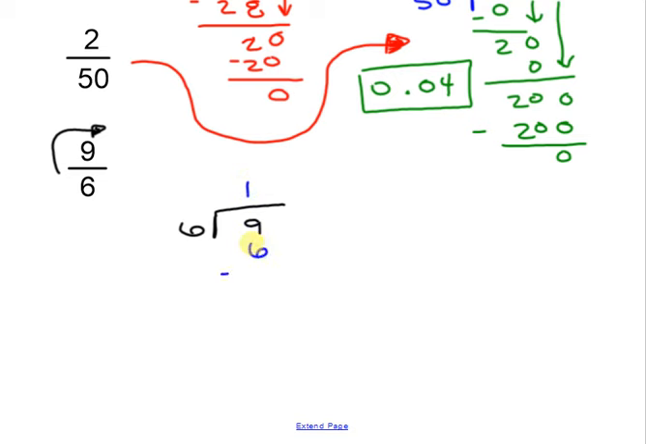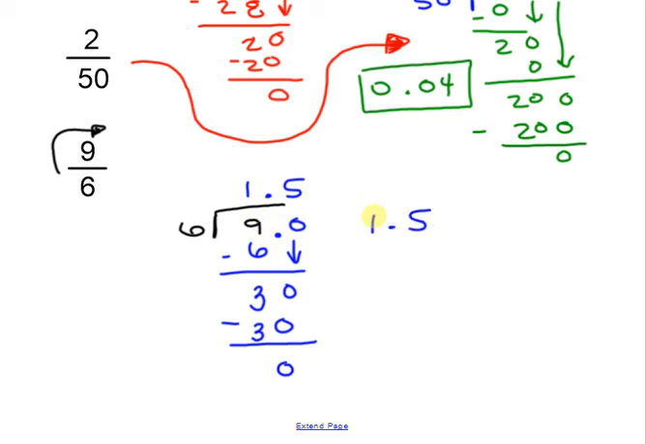Okay, so 6 goes into 9 one time. 1 times 6 is 6. So let's go ahead and subtract. 9 minus 6 is 3. Add a decimal point, bring it to the roof, add a 0, and bring it down. 6 goes into 30 5 times. 5 times 6 is 30. Subtract, and you end up with 0. So the answer to this one is 1.5.